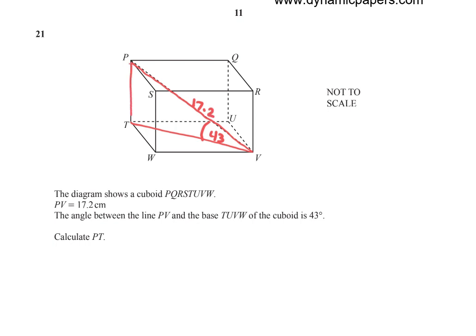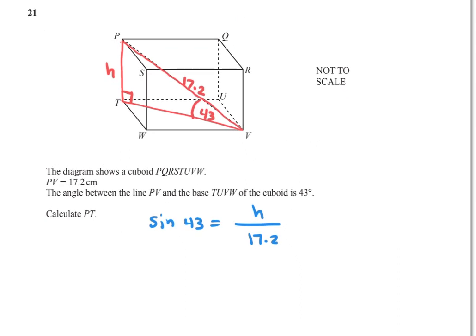We need to find this height, because this is a right angle triangle. In this triangle, we have the hypotenuse, and we need to find the opposite for this angle, 43. So sine 43 equals h over 17.2. So h equals 17.2 sine 43, which equals 11.7 to 3 significant figures. So BT is 11.7.